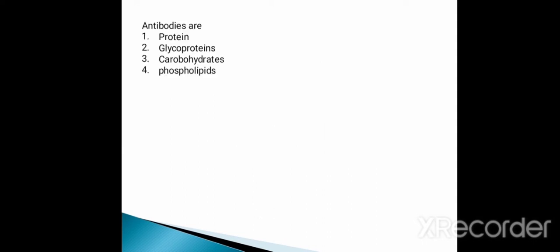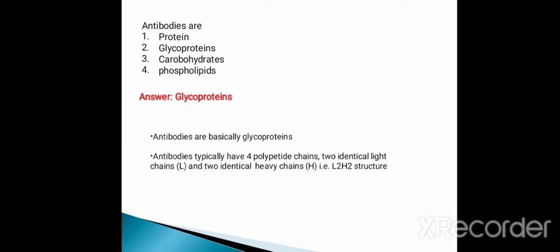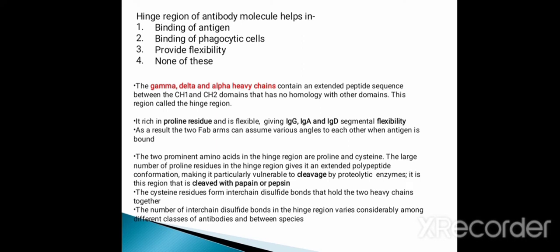First question. Antibodies are: option 1, protein; option 2, glycoprotein; option 3, carbohydrate; and option 4, phospholipid. The correct option is glycoprotein. Antibodies are basically glycoprotein molecules. An antibody typically has 4 polypeptide chains, that is 2 identical light chains and 2 identical heavy chains, forming the L2H2 structure.